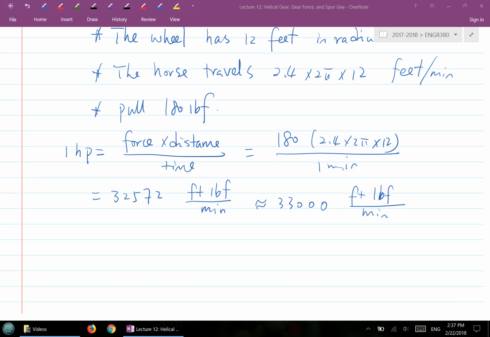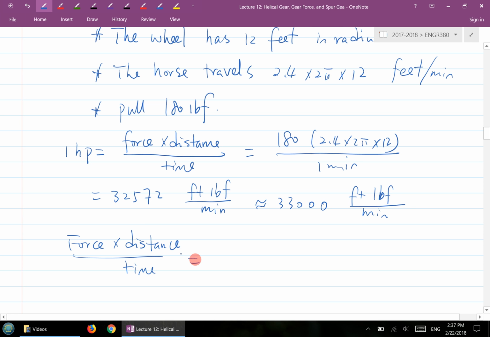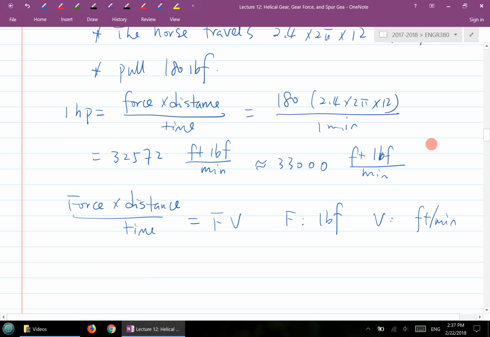So inside this calculation, as you can see now, there is this formula: force times distance over time. And distance over time is velocity, so that's basically force times velocity. In this formula, the F is always in pound force. The velocity is always in feet per minute. So the power here is basically this F times V.